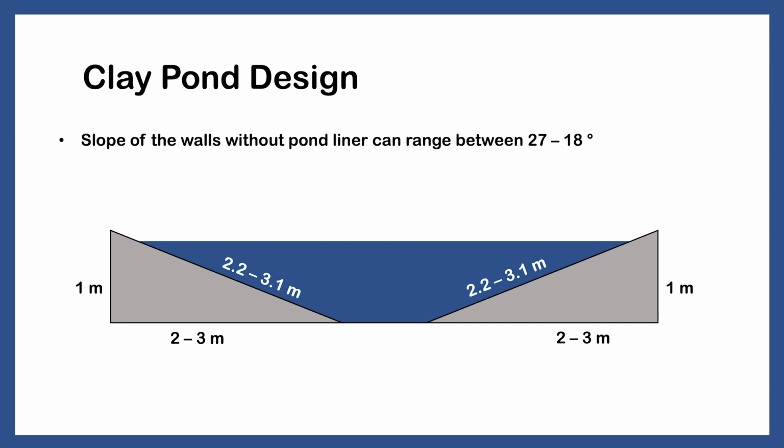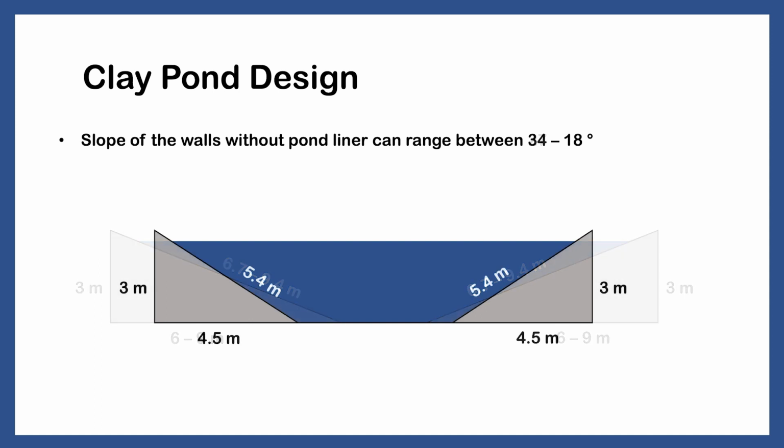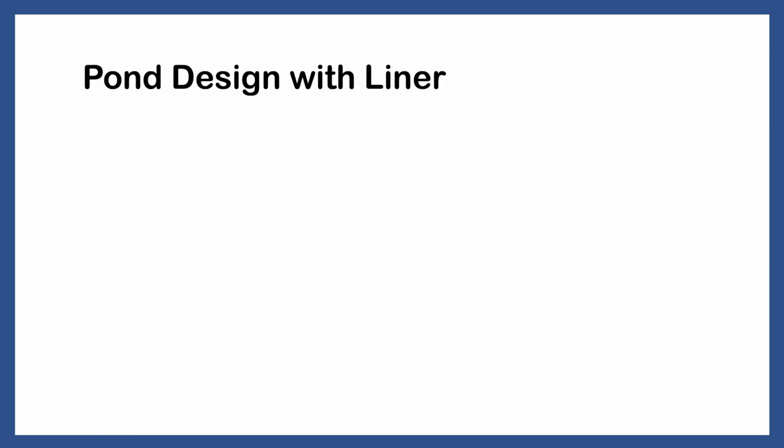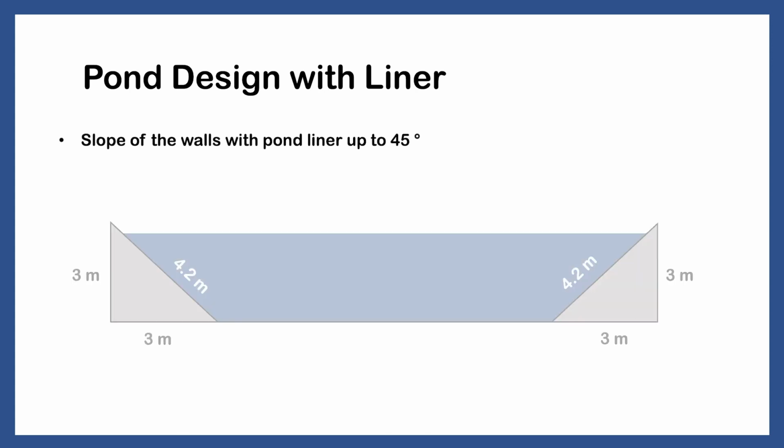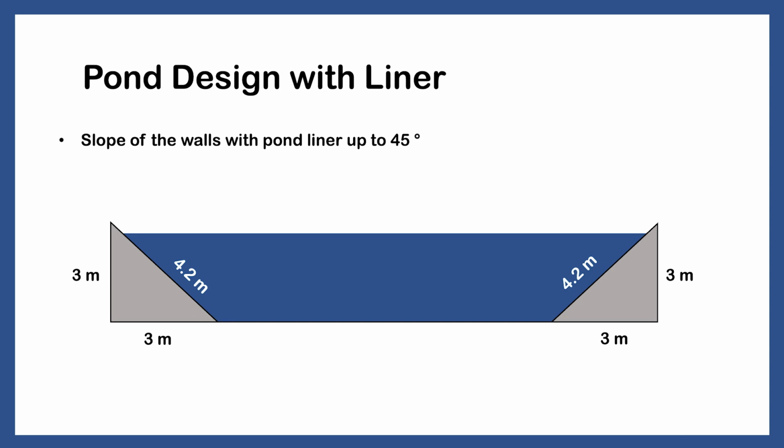So if your pond is 3 meters deep, the length of the walls to the bottom of the pond should be between 6 and 9 meters long. If your pond is small, the pond can be steeper, to around 34 degrees. So for a 3 meter deep pond, the length of the slope would be around 4.5 meters long. It should not be less though. If you have a pond liner, a 45-degree slope is fine. This means for the 3 meter deep pond, the length of the slope will be around 3 meters long.